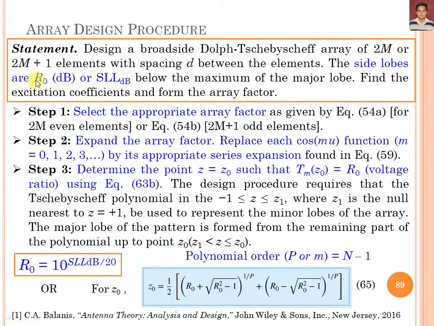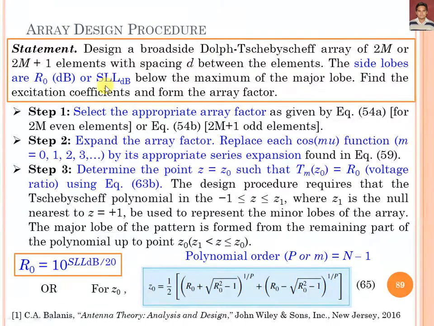The side lobe levels are represented as R0 dB or SLL dB below the maximum of the major lobe. Find the excitation coefficients and form factor of the array factor. So you can see this is the problem statement, and this is the type of problem. And then, how can we solve this type of statement or this type of Dolph-Chebyshev array?